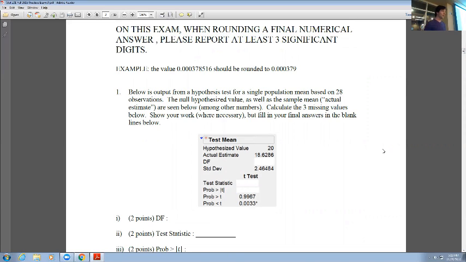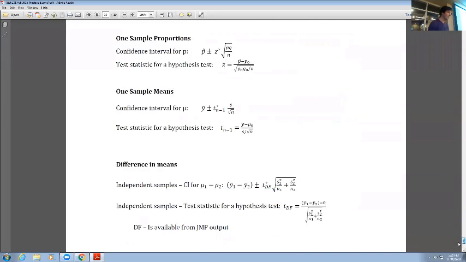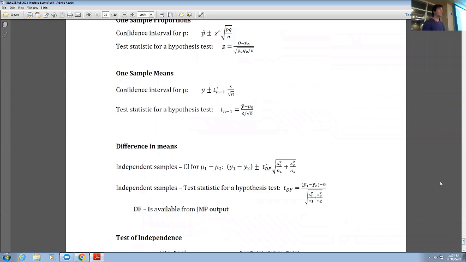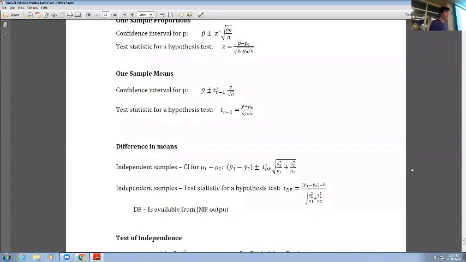So the actual estimate is 18.62, and as the problem states, the actual estimate is the sample mean. So what is the symbol for the sample mean? Careful, careful, careful, p is for proportions. Let's go back to our formula and cheat. When doing a t-test, the symbol for the sample mean is the what? y bar.